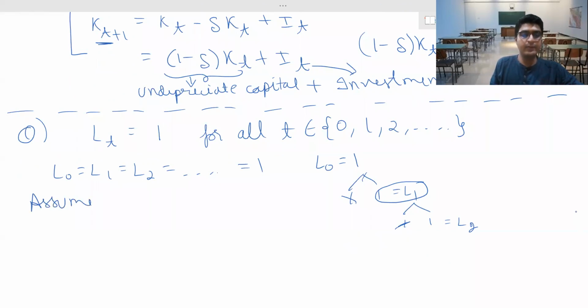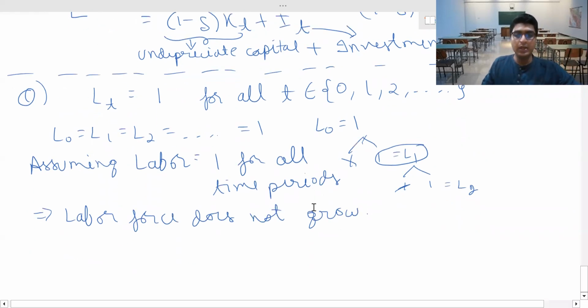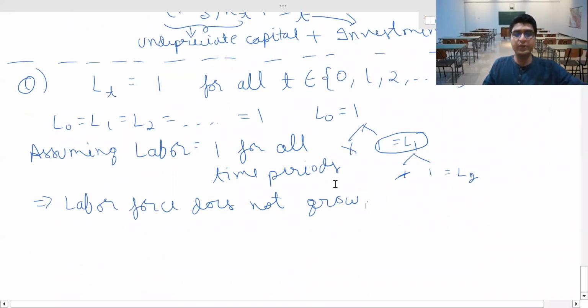So assuming labor is equal to 1 for all time periods, which basically means initially I am assuming that the labor force does not grow. Include करेंगे in the next question. For now, there is no labor force growth.